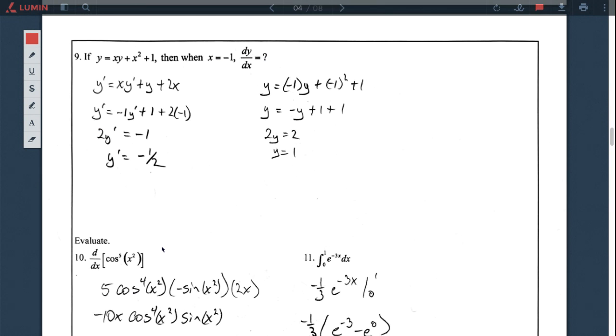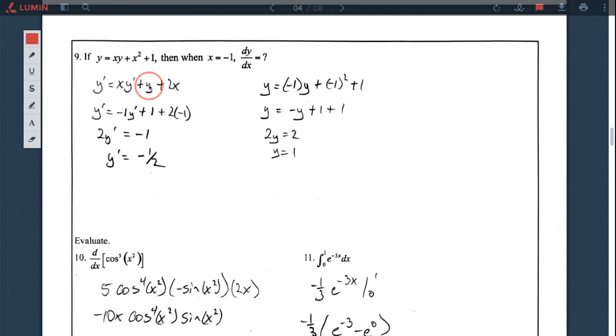Number 9, just some implicit differentiation. Derivative of y is y prime. I need the product rule here. First derivative of the second plus the second derivative of the first. Derivative of x squared is 2x. Derivative of 1 is 0. Then we want to plug -1 in. So I plug -1 in for x, plug -1 in for x.